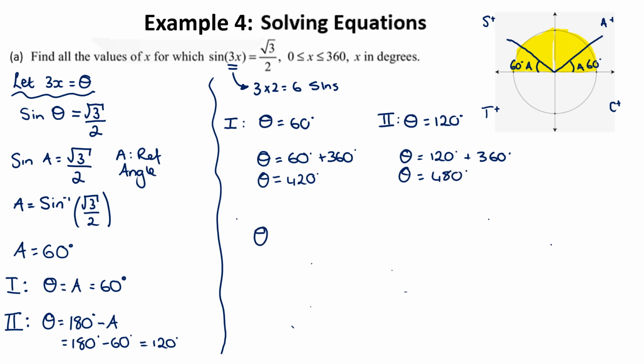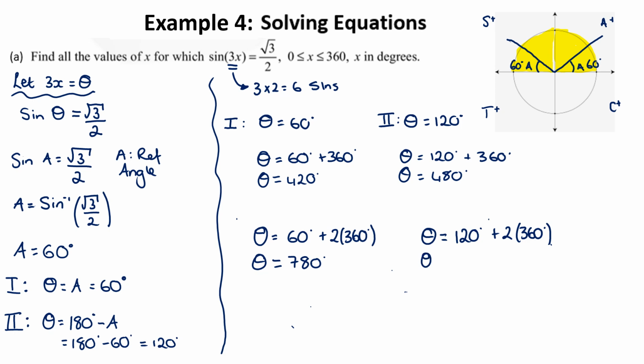Then we can do a second rotation. So that's going to be 60 degrees plus 2 rotations. I'm going to write it like this. You'll see why in the next question. But if you don't write it like that, that's not an issue. And then we have theta is equal to 120 plus 2 times 360, which will give us a theta of 840 degrees.